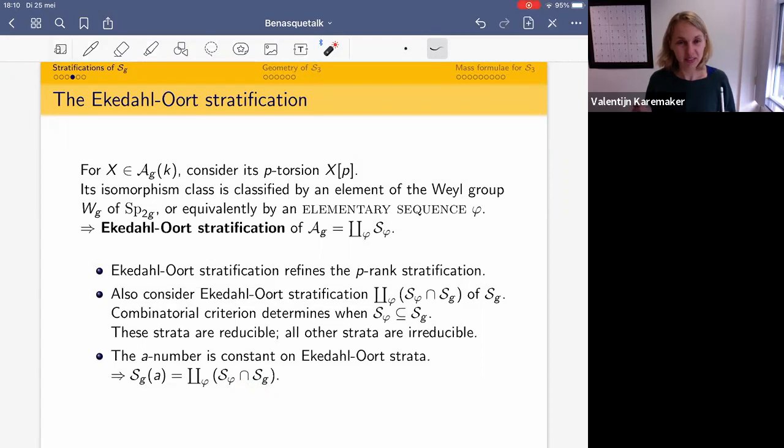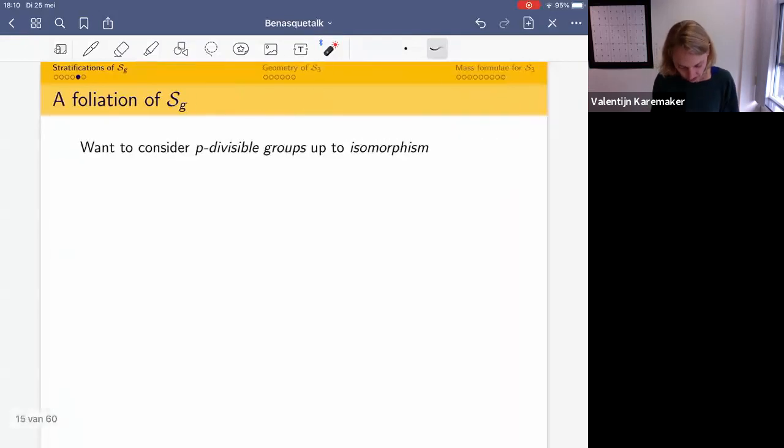All right, so now I've given you 4 different stratifications. There were 2 that depended on the isogeny class of the p-divisible group: the Newton stratification and the p-rank stratification. And also two others that depend on the isomorphism class of the p-torsion: the A number stratification and the Ekedahl-Oort stratification. So what happens now if you look at the isomorphism class of the p-divisible group? That is the next thing we're interested in. So this should be somehow even finer. And this gives what's called a foliation of S_g. It's in the title.